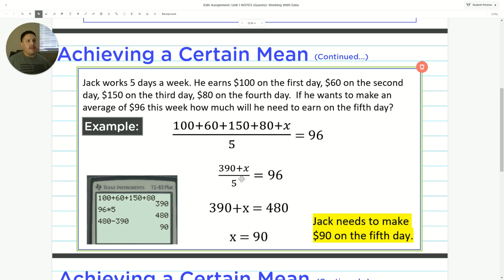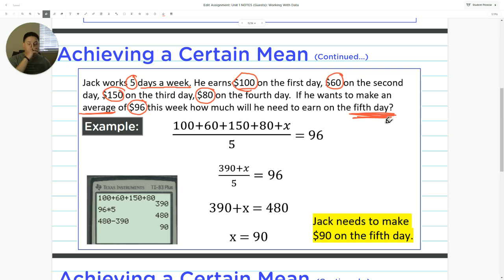So, achieving a certain mean. Jack works, let me circle and underline some key things here. Jack works 5 days a week. He earns 100 on the first day, 60 on the second day, 150 on the third day, 80 on the fourth day. If he wants to make an average of $96 this week, how much will he need to earn on the 5th day? So, average in this problem hints that we're going to be using that average formula to solve our problem.